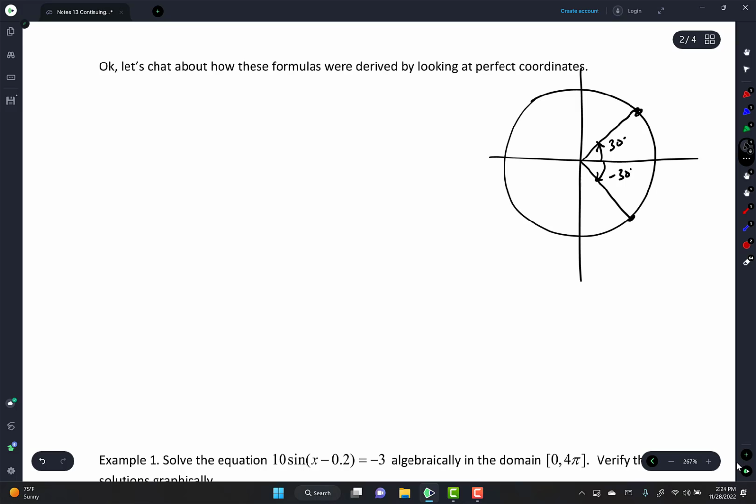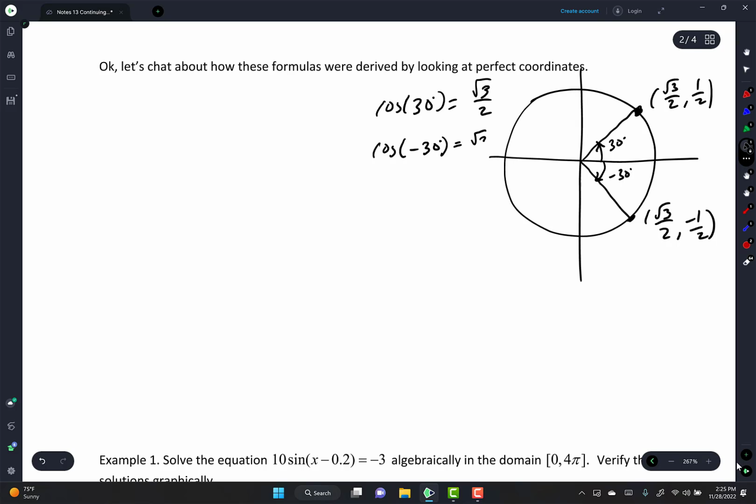At both of those coordinates, the x coordinate is square root of 3 over 2, comma half, and square root of 3 over 2, comma negative half. And I want you guys to notice, if I were to write cosine of 30 degrees, you would tell me square root of 3 over 2. If you were to tell me cosine of negative 30 degrees, you would tell me square root of 3 over 2.